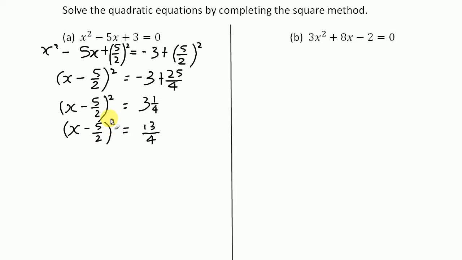Now, next step, we get rid of the square here by finding the square root of both sides. We should have x minus 5 over 2 equal to plus and minus square root of 13 over 4.